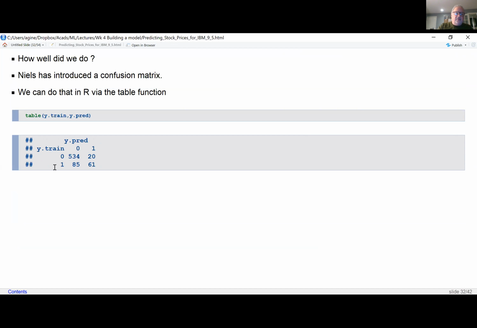So we have 4 things that can happen. We can have the training value be 0, and we can predict 0. That happened 534 times. We can have the training value be 0, and we can predict 1. That happened 20 times. Then we could have that the training value was 1, and we could predict 0. That happened 85 times. And we can have the training value is 1, and we predict 1, and that happened 61 times. So the correct predictions are the ones on the diagonal. The incorrect predictions are the ones that are off diagonal, right?